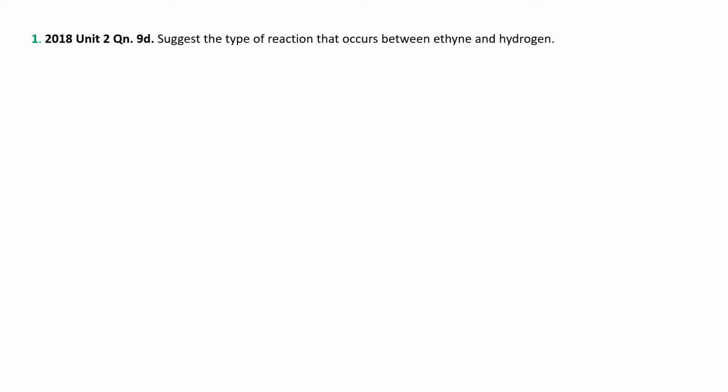So, a collection of organic redox reactions taken from the various A-level papers. Not a whole heck of a lot of variation between these. I think you'll notice about 3 themes developing. Anyway, first type of reaction occurs between ethyne and hydrogen.